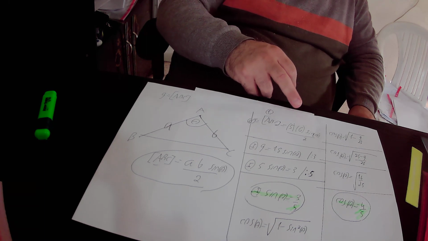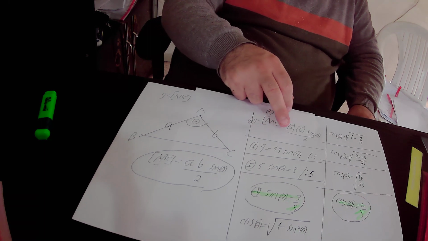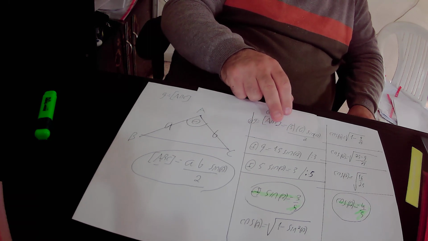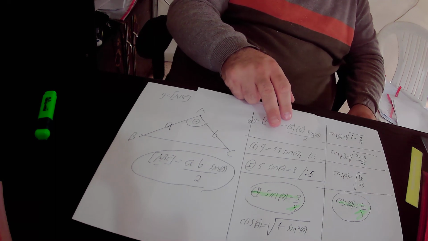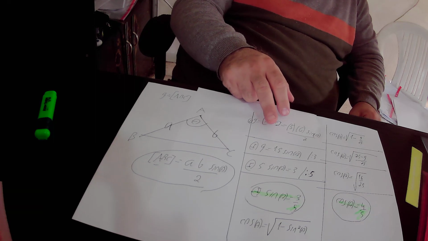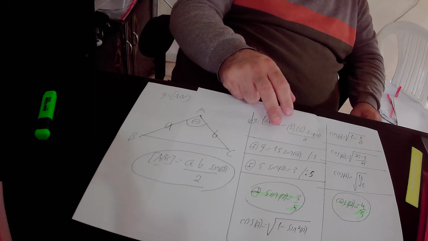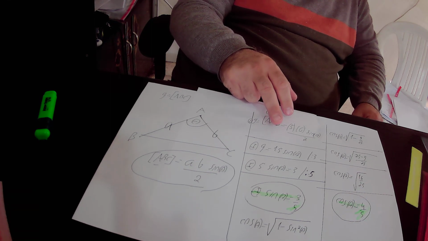30 over 2 is 15. So according to equation number 1, we found out that 9 equals 15 times sine theta. We divided this equation by 3, and we found out that 15 over 3 is 5, and 9 over 3 is 3. So 5 times sine theta equals 3. We divided by 5, and we found out that sine theta equals 3/5.